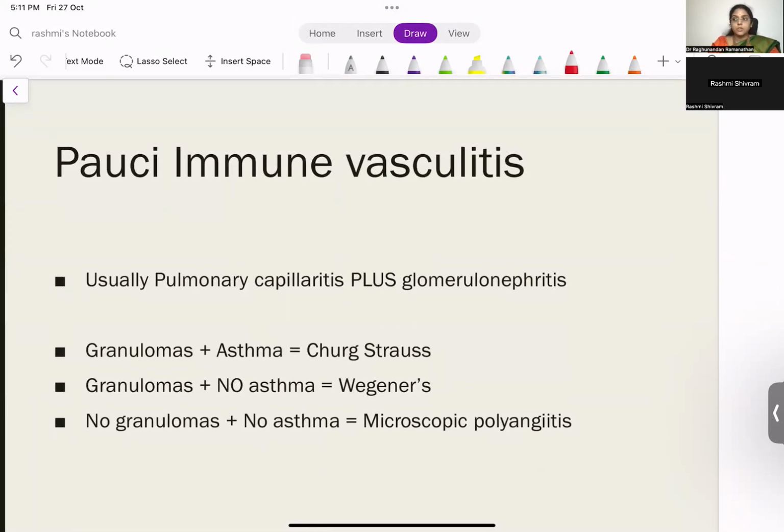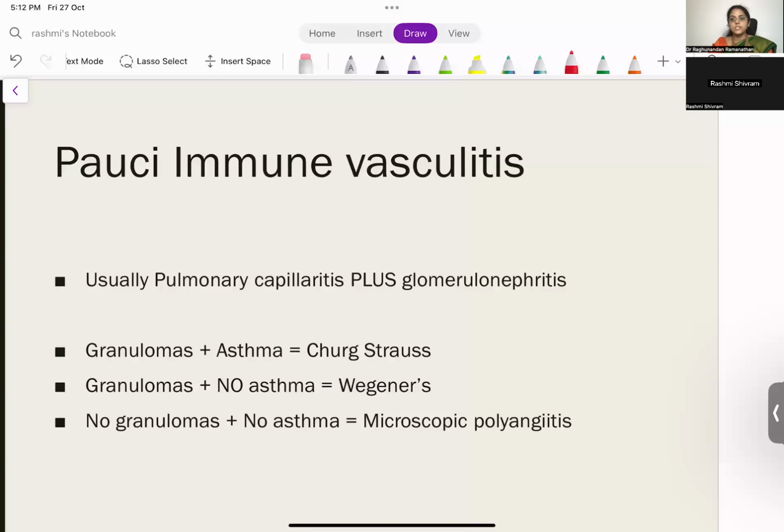Next is pauci-immune vasculitis. In these patients, as we already saw, pauci-immune means there is not much immune complex deposition. So that's called pauci-immune vasculitis. In this, you will have pulmonary capillaritis plus glomerulonephritis.